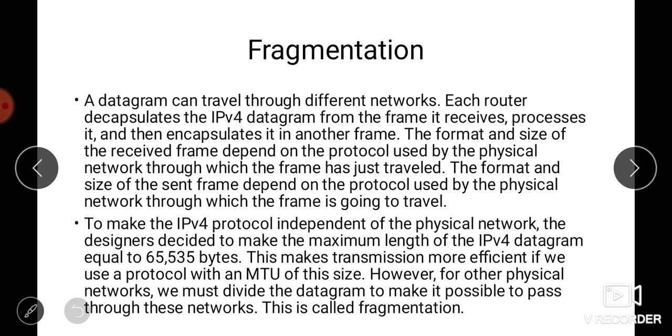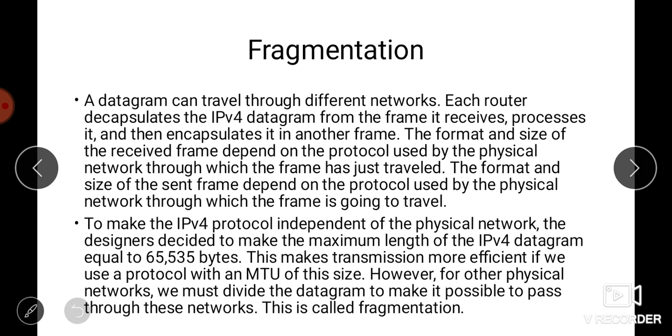A datagram can travel through different networks, and each router decapsulates the IPv4 datagram from the frame it receives and processes it, and then it encapsulates it into another frame. Then the frame is sent. The format and size of the received frame depends on the protocol used by the physical network through which the frame has just traveled. The format and size of the sent frame depends on the protocol used by the physical network through which the frame is going to travel.